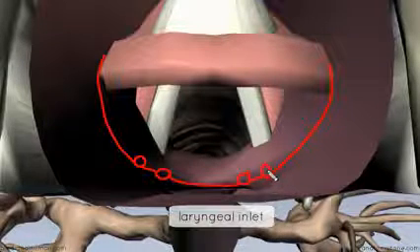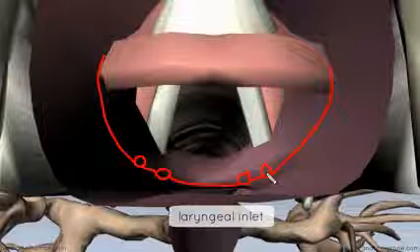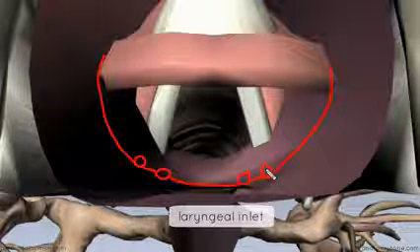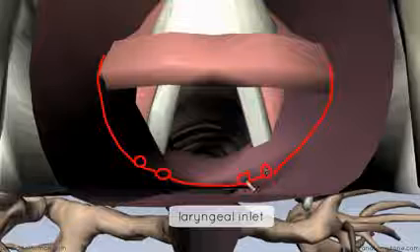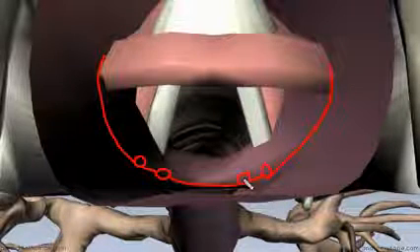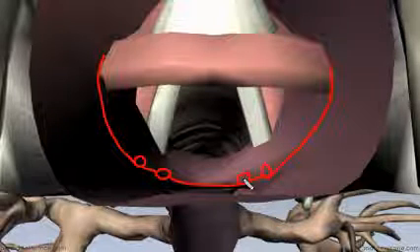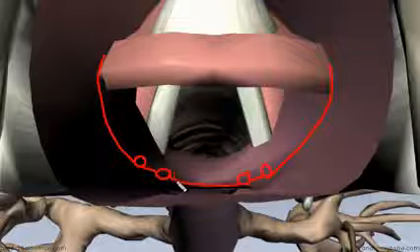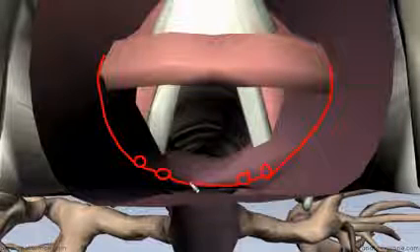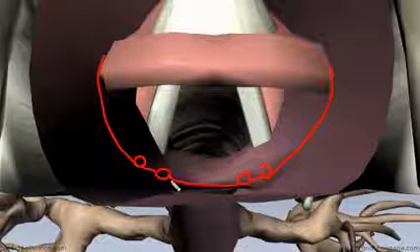And then you've got these two tubercles which mark the cartilages which you know about. The first one is the cuneiform cartilage, and the second one is a tubercle marking the position of the corniculate cartilage sitting on top of the arytenoid cartilage. And then you've got this posterior border formed between a fold of mucosa which sits between the two arytenoid cartilages.